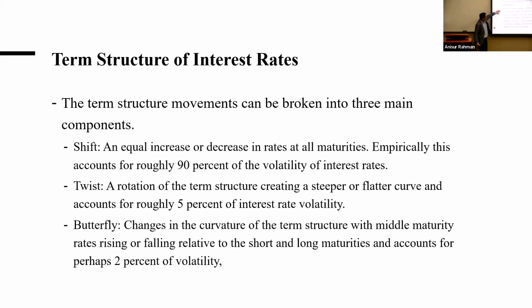Now remember, shift accounts for roughly 90% of the volatility of interest rates, twist only 5%. Now another is butterfly, changes in the curvature of the term structure with middle maturity rates rising or falling. So let's say this is 1, 2, 3, only the interest rate in this maturity will change. Others will relatively remain the same. So then we will have a butterfly impact. And that actually explains only 2% of the volatility.